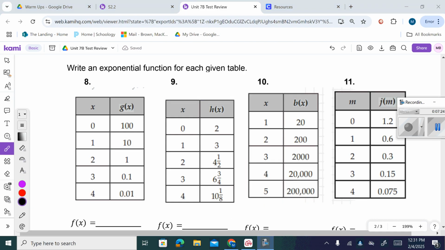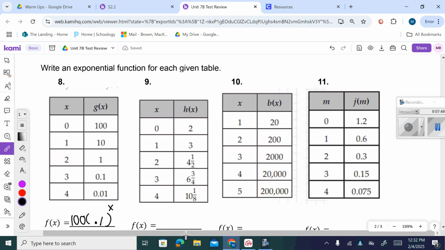Number 8, when I write a function, I need 2 things. I need what? The start and the rate. What is the start on number 8? 100. Parentheses. How do I figure out what's the parentheses? Divide. What's 10 divided by 100? 0.1. And I'm going to raise this to the what? X. Good.